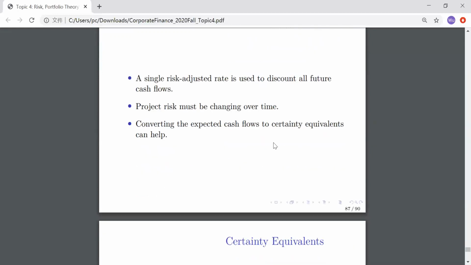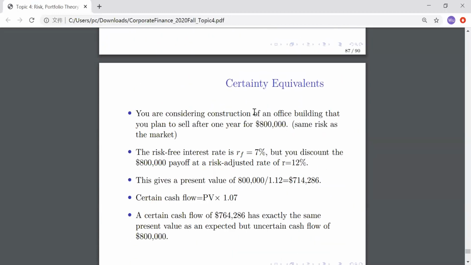So what we can do is convert the expected cash flow to certainty equivalents first, right? For example, we are considering construction of an office building that you plan to sell after 1 year for 830. Suppose the risk-free rate is 7%, and the risk-adjusted rate is 12%. That gives you a present value already. Now you can calculate the certain cash flow, which is PV times 1.07. What that means is that you convert to a cash flow that happens with certainty.